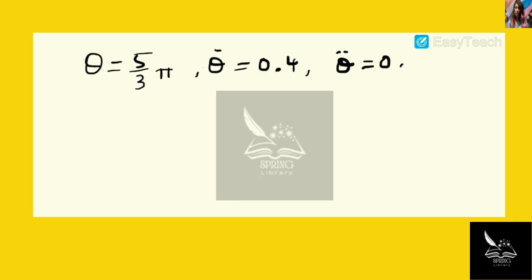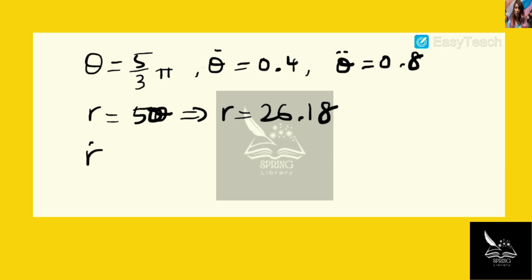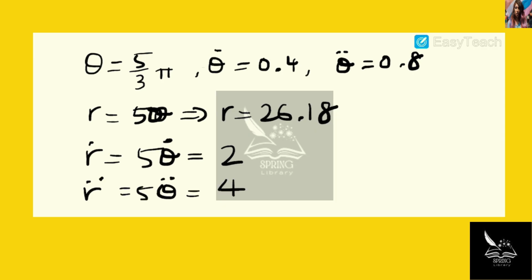So the first thing we're going to do is solve for theta. We know that theta is equal to 5/3 pi, and our theta dot is 0.4 and our theta double dot is 0.8. We know that r is equal to 5 theta, so therefore our r is equal to 26.18. R dot is just going to be 5 theta dot, and this is equal to 2, and r double dot is equal to 5 theta double dot, which is equal to 4.